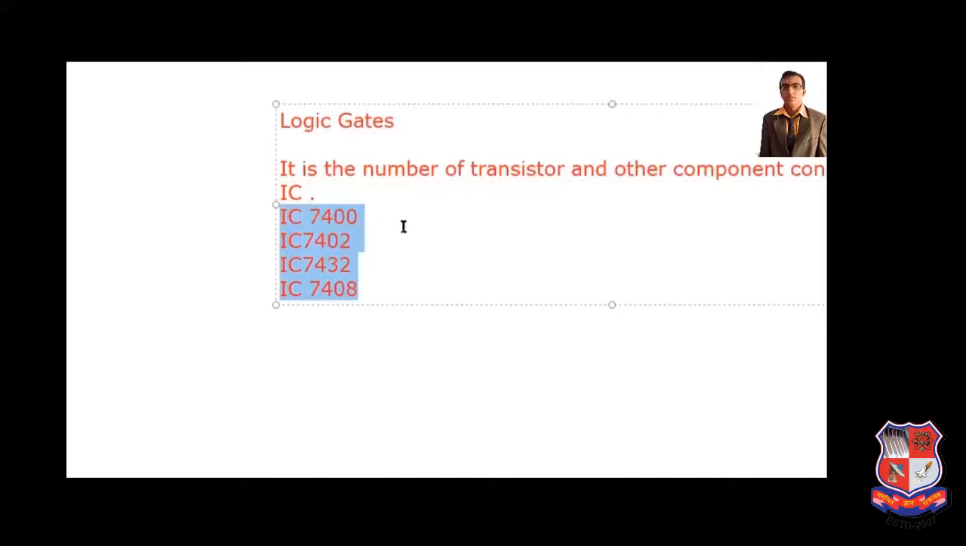What is the importance of these different ICs? Suppose IC 7400 is indicated by a NOT gate, and assume that 7402, 7432 are indicated by different names. So it is the different name of IC. What is the structure of IC and what is the symbol of IC, I have mentioned in the last portion of this particular lecture. Now we have switched over the point. First of all, it is known as fundamental concept of logic gate.